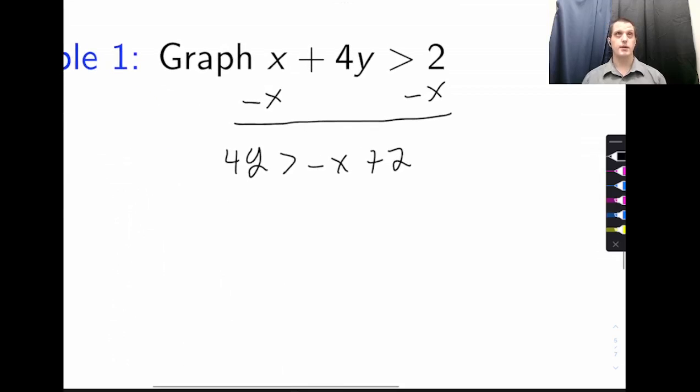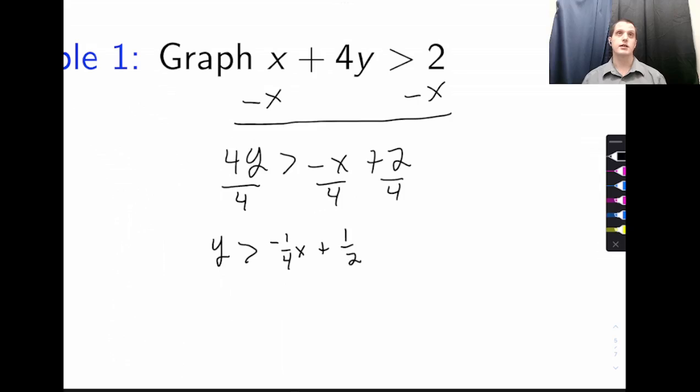Let's zoom in a bit. There we go. The next thing we want to do is divide everything by 4. So I'm dividing by 4, dividing by 4, dividing by 4, and we get y is... Now, I know we've had some issues with this in the past, but here we have a negative being divided by 4. We're not actually dividing by a negative, we're dividing by a positive, so we're going to leave the sign exactly how it is. We get y is greater than negative 1/4 x, so that's our slope, plus 1/2.